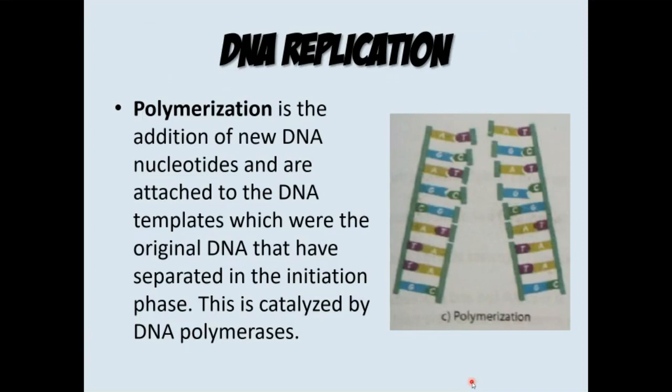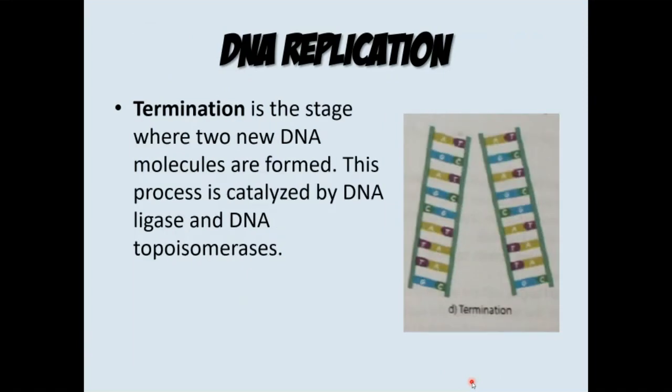Then polymerization is the addition of new DNA nucleotides that are attached to the DNA templates, which were the original DNA that have separated in the initiation phase. This is catalyzed by DNA polymerases. Then yung termination is the stage where 2 new DNA molecules are formed. This process is catalyzed by DNA ligase and DNA topoisomerases.